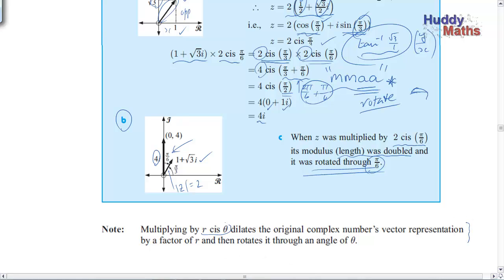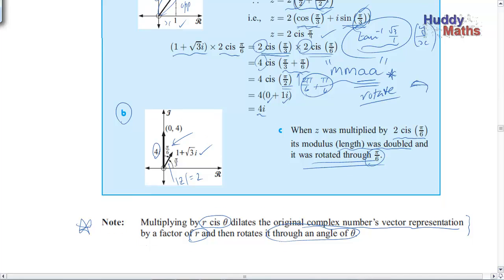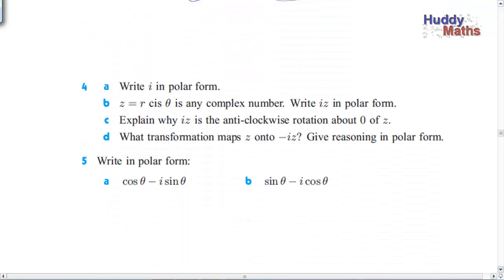Multiplying by r cis theta in general dilates the original complex number's vector by a factor of r, so it's going to be r times the length, and rotates it through an angle of theta. That is a bit of geometry, and the way this course has gone, it's very important to understand the geometry of the Argand plane.